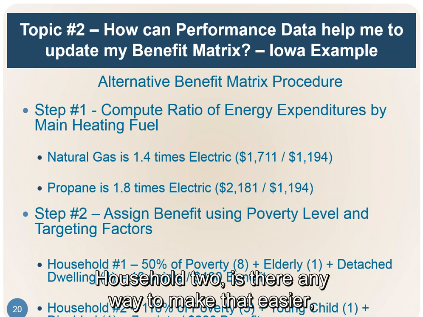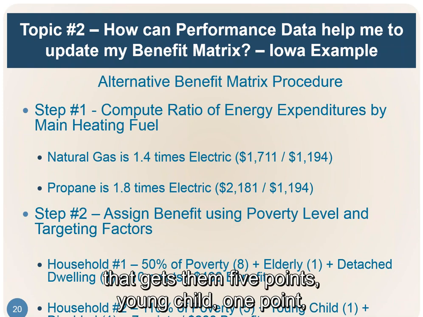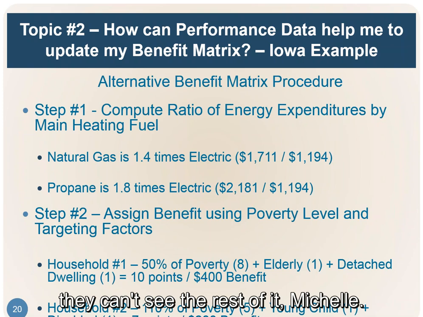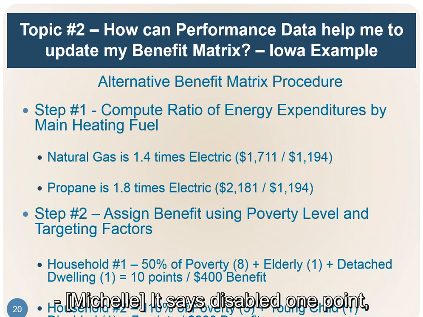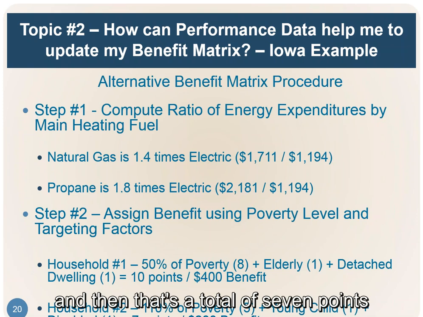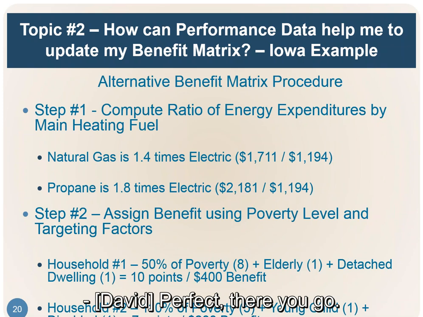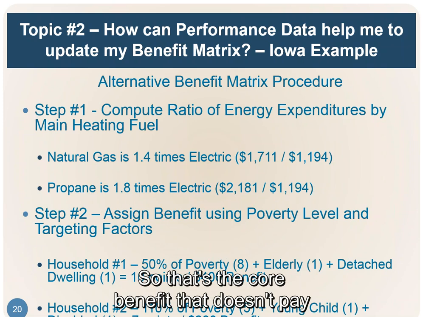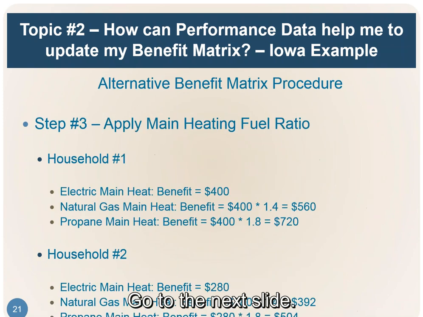Household 2, is there any way to make that easier? No. Household 2 is 110% of poverty. That gives them 5 points. Young child, 1 point. You can't see the rest of it, Michelle. It says disabled, 1 point, and then that's a total of 7 points for a $280 benefit. Perfect. There you go. So that's the core benefit that doesn't pay attention to what main heating fuel they're using. Go to the next slide.